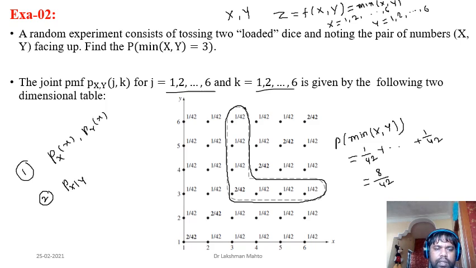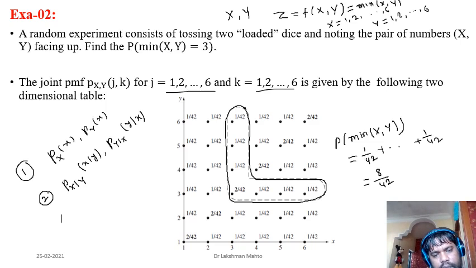Find this conditional PMF of x given y, and all these are homework. So always do that homework. Then the conditional PMF of y given x. And I have already discussed the derivation of the conditional PMF, how it comes about, and how it is related to the joint PMF and the marginal PMF.